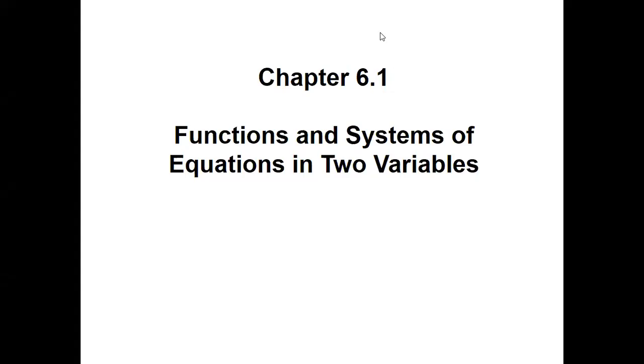All right, so we're on 6-1, functions, systems of equations in two variables, okay? Basically what it means is that you have x and y at the same time, and they're both unknowns to some degree.